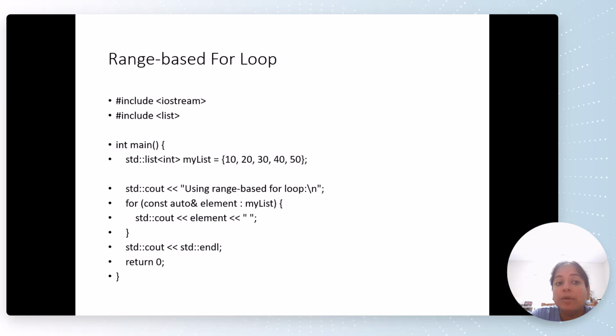Okay, so to use a list, we need to include the header file list. Again, to use a list, we need to define the data type, that is, which type of element we want to store in the list. Now, we can iterate over a list in two ways, either by range-based loops or by using iterators. The range-based loop is the most efficient way. If we are using the range-based loop, we do it something like this.